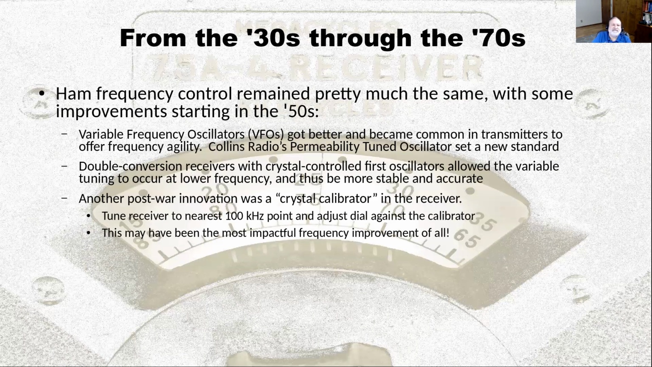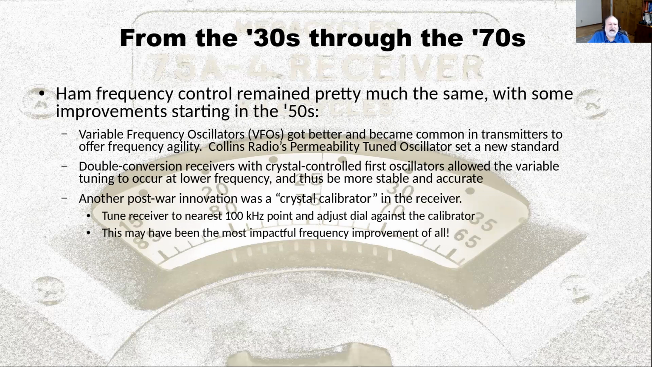From the 30s through the 70s, not a whole lot really changed in frequency control for ham radios. There were some improvements after World War II. VFOs got better, and they became common in high-end transmitters to allow for frequency agility. Still not as good as a crystal, and in fact, novices were not allowed to use VFOs, but novices had to use crystals because the FCC was afraid that inexperienced operators would screw things up and be out of band. Collins Radio introduced the permeability tuned oscillator, or PTO, that really set a new standard.